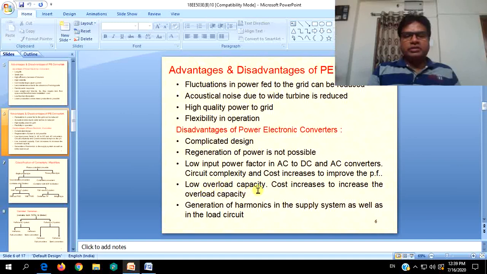Low overload capacity: when compared to electrical machinery and other mechanical machinery, overload capacity will be somewhat less, but again it can be increased with an increase in cost. Generation of harmonics in the supply system as well as in the load circuit: compared to other electrical equipment, more harmonics will be generated, and chances of harmonic generation are more in case of power electronic devices, but they can be suppressed also. So these are some little disadvantages of power electronic converters, which are not very high.